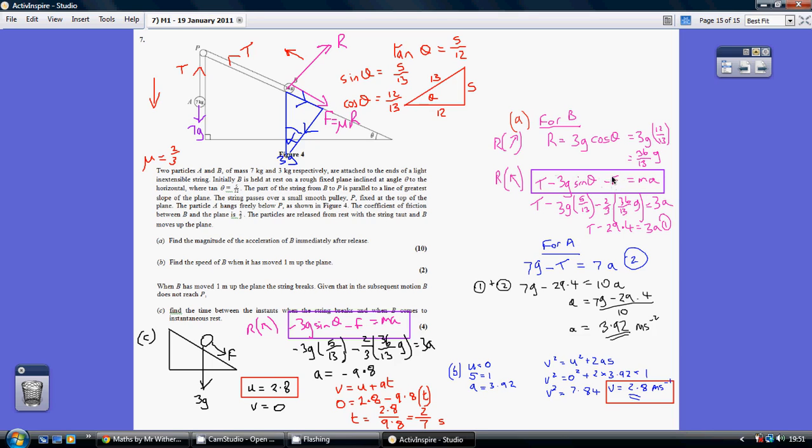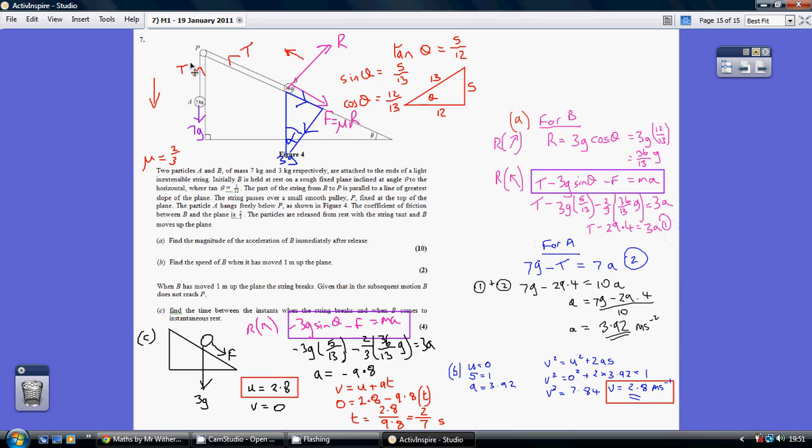Remember that the friction is mu times the normal reaction, so that's 2/3 from here times the normal reaction that we've just worked out being 36/13 g. So that F is replaced by that. So this net force equals ma, the mass is 3, so 3 times a. So that allows us to get as far as T minus 29.4 equals 3a, and that's equation 1.